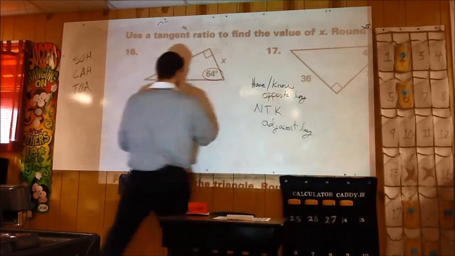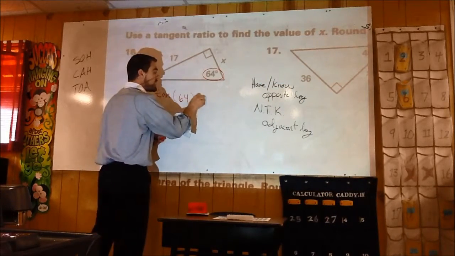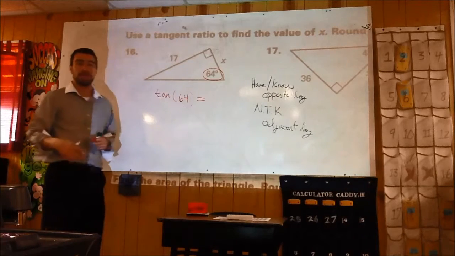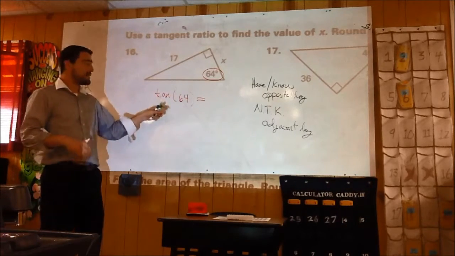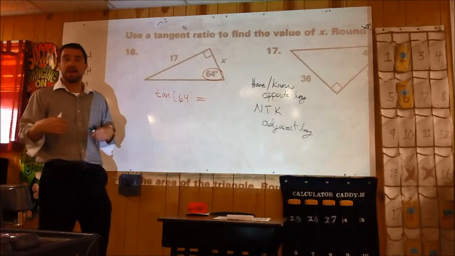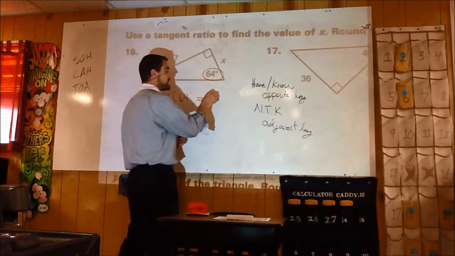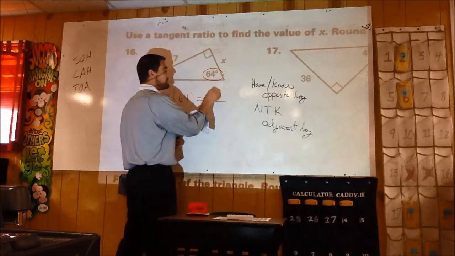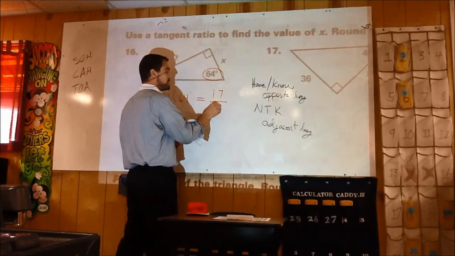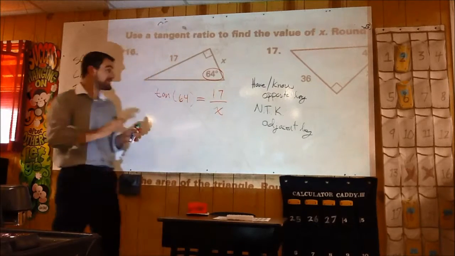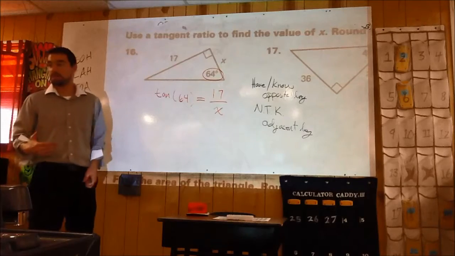So tangent of my angle measurement equals, and then we're going to write the ratio. Tangent is opposite leg divided by the adjacent leg. So what is my opposite leg's length? And what is my adjacent? It's x. So this is setting up an equation.